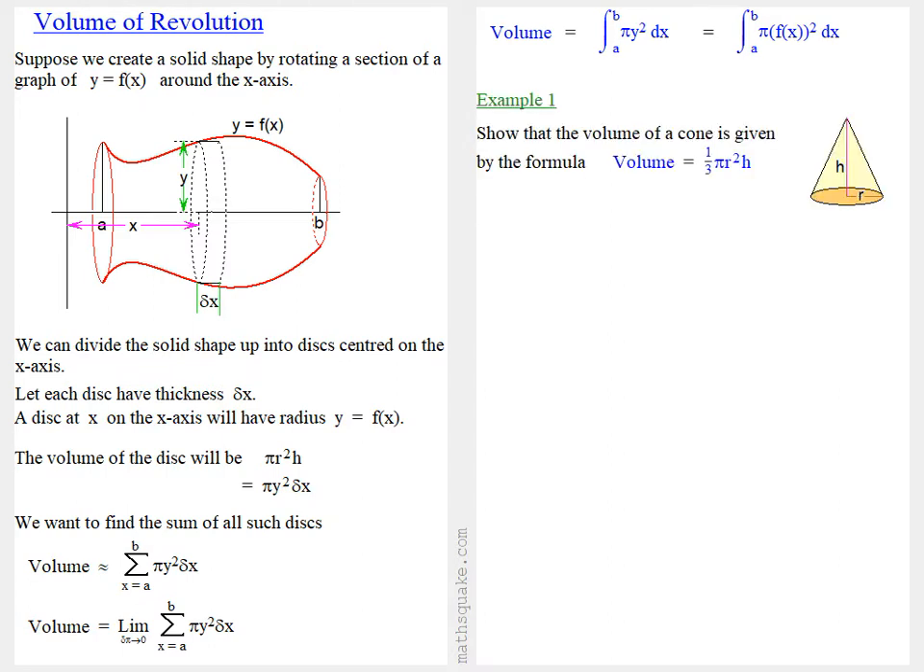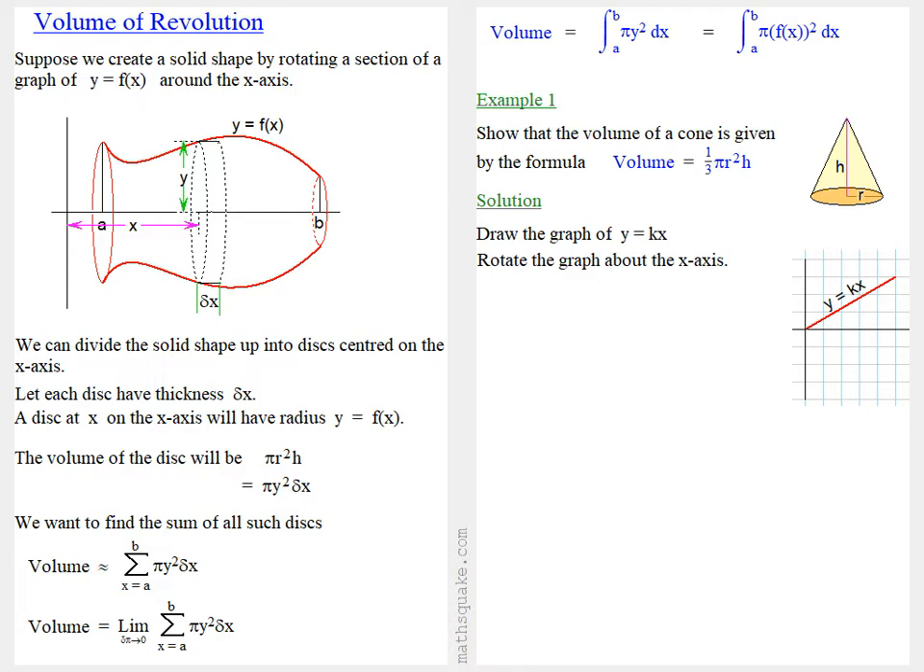Let's have a look at an example. Show that the volume of a cone is given by the formula one third pi r squared h. Well, to solve this, draw the graph of y equals kx. We can rotate the graph about the x-axis. The height of the cone is h. The radius of the base is r. So from the graph we can see the gradient of the line is r over h. In other words, k is equal to r over h.